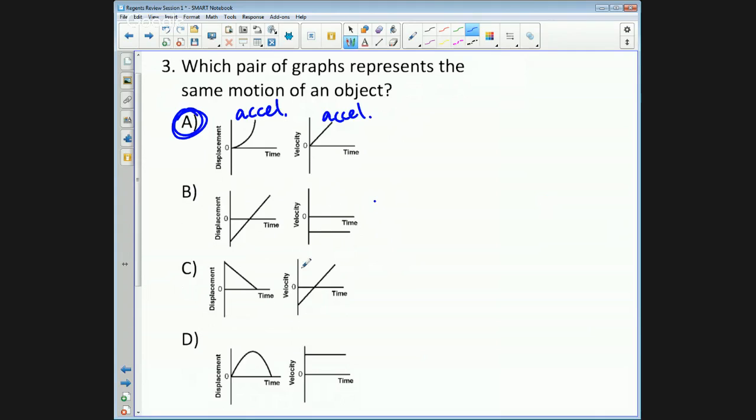Okay. The other ones don't make any sense. This shows that you have a negative displacement and it's increasing at a constant rate. So that means that the velocity here would be 0. And this, you have a negative velocity. So these have contradicting answers. Actually, all the other ones have contradicting answers, B, C, and D. A is the only one that makes sense.